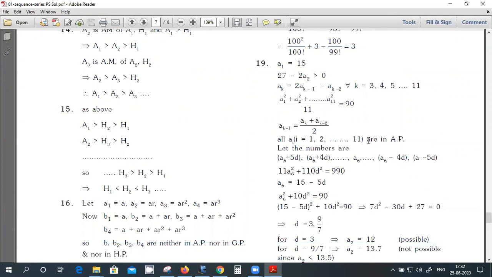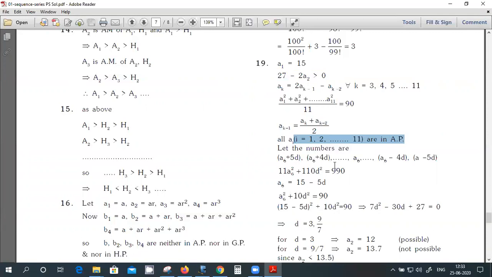This is a nice thing, right? So you got it. See, this is an important step. You can rewrite this as this one, A(k minus 1). So basically, this is an AP. This is the definition of AP, right? The middle term is the average of the previous term and the next term. So this means that they are in AP. That's an important thing to realize.